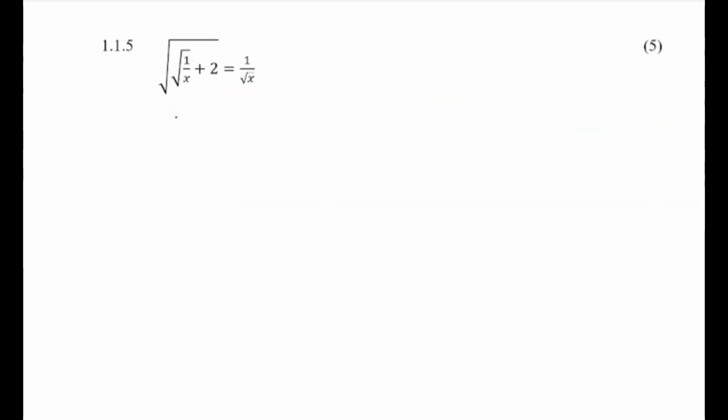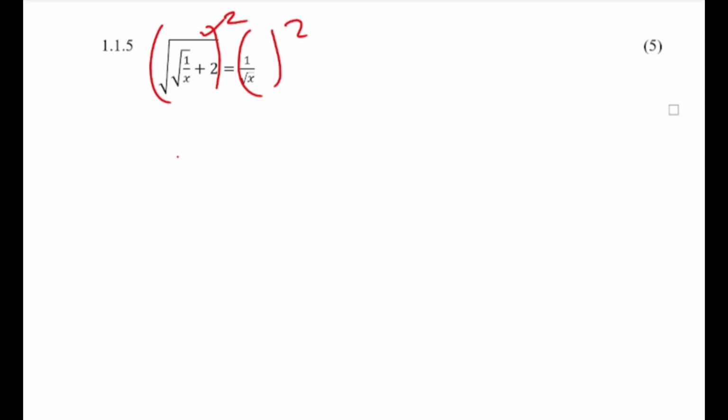Right, this is the third equation. So what must we do? We have to square both sides. But if we square both sides, it's only going to affect this outer square root. So let's square both sides. We square this side and we square this side.